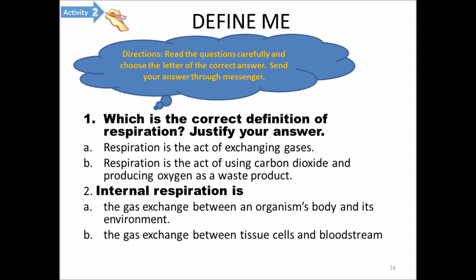Question number 1. Which is the correct definition of respiration? Justify your answer. A. Respiration is the act of exchanging gases. B. Respiration is the act of using carbon dioxide and producing oxygen as a waste product. Question number 2. Internal respiration is A. The gas exchange between an organism's body and its environment. B. The gas exchange between tissue cells and bloodstream.